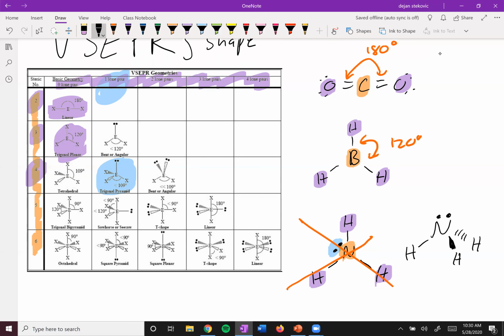Remember, these bond angles are actually 109.5, but the lone pair repels more than a bond. So this bond angle is less than 109.5 degrees. So you want to really get good with Lewis structures and VSEPR.